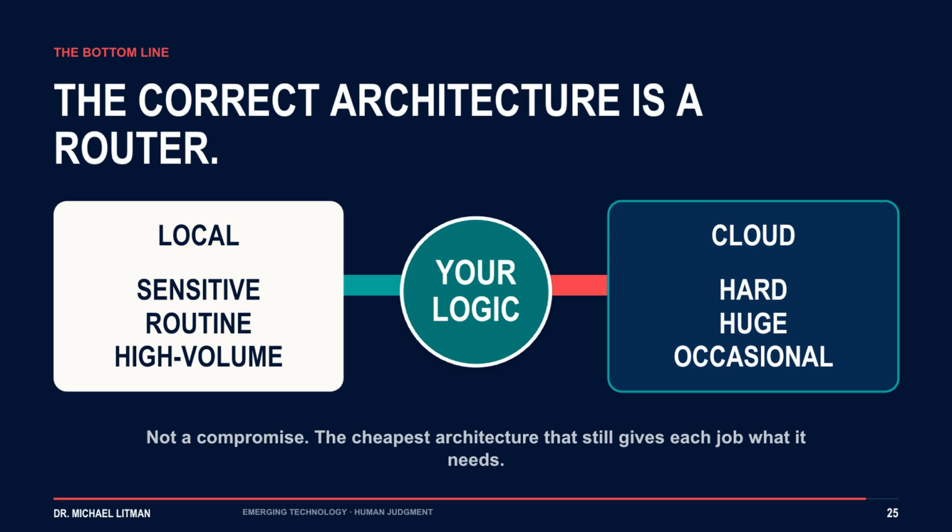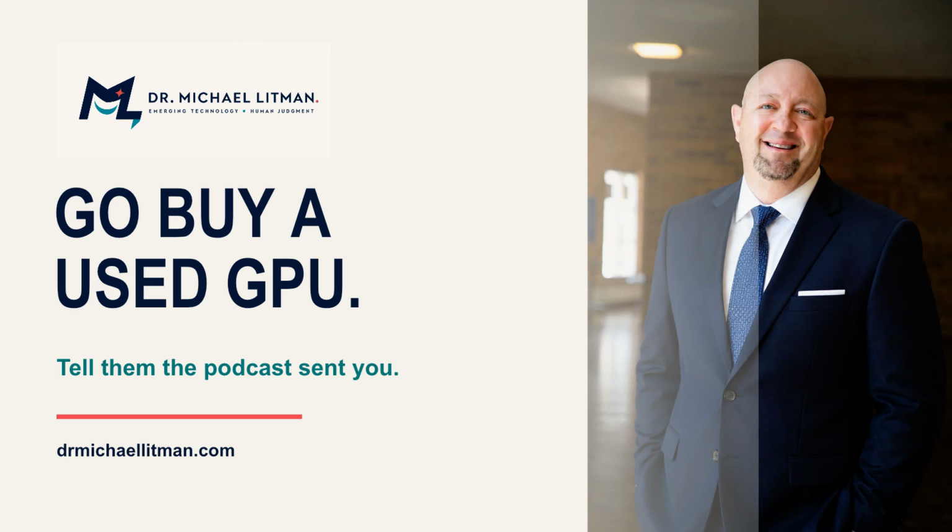So bottom line, right? Local for the sensitive, the routine, and the high volume. Cloud for the hard, the huge, and the occasional, and a thin layer of your own logic in the middle deciding who gets what. That's not a compromise. That's the actual correct architecture, and it's also conveniently the cheapest one.